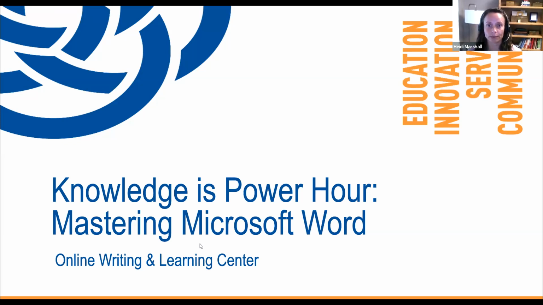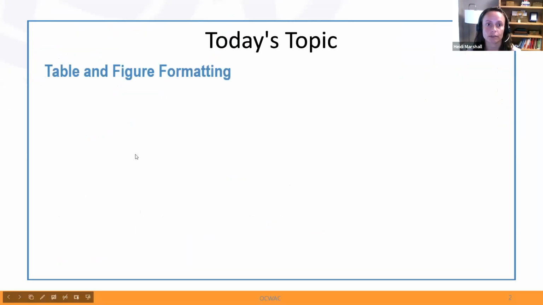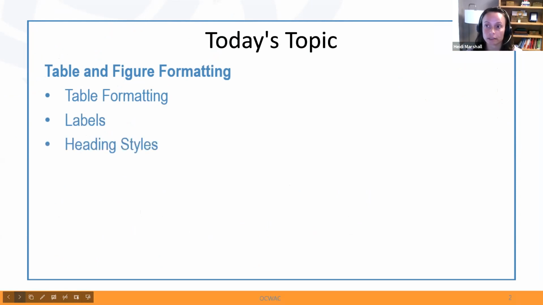All right. Well, thank you everyone for joining or listening in to this Knowledge is Power Hour, Mastering Microsoft Word. Today's session, which is the second in our series, is going to focus on table and figure formatting. Specifically, I'm going to walk through APA standards on table formatting, talking about how to label both tables and figures. And then in addition to formatting the labels correctly, how you apply a heading style to those, and with that heading style, create your list of tables and figures.